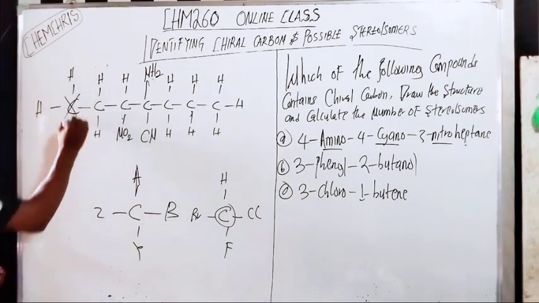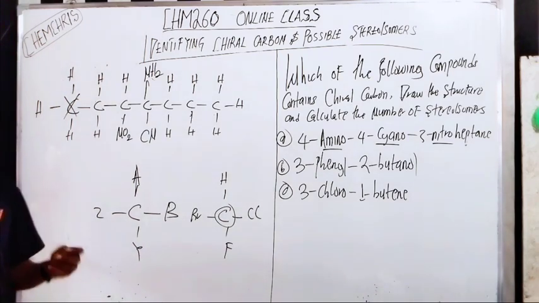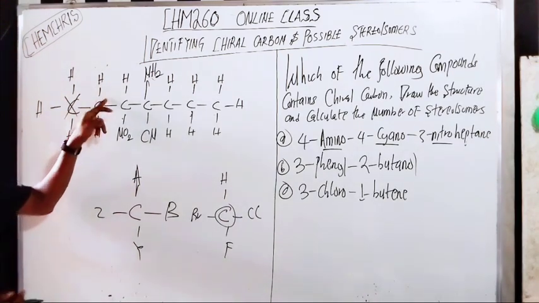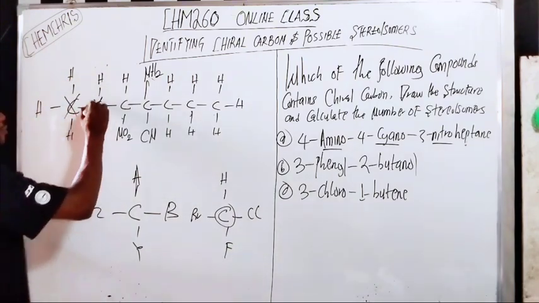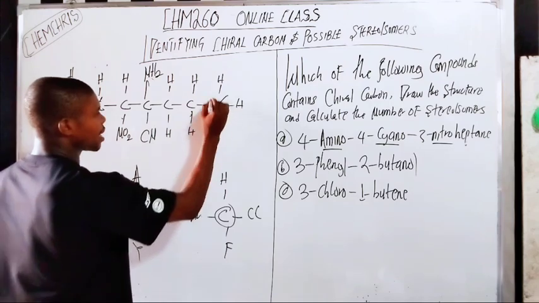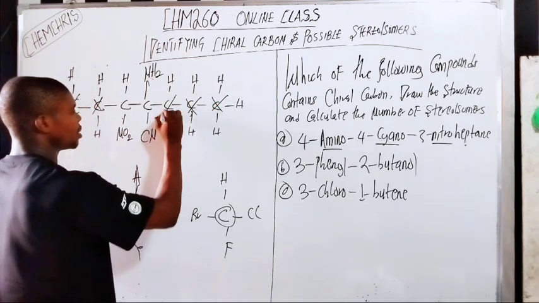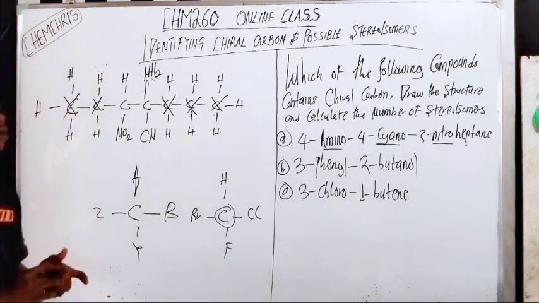So yeah, this is not a chiral carbon, so this one is already out. It's not a chiral carbon. Why? Because this carbon atom has 3 hydrogens, right? What about this one here? It's not a chiral carbon because it has 2 hydrogens. Right now, this one is a chiral carbon. This one is not a chiral carbon. This is not a chiral carbon. This is not a chiral carbon. So they are all out. You get it now. These 2 are the chiral carbons.